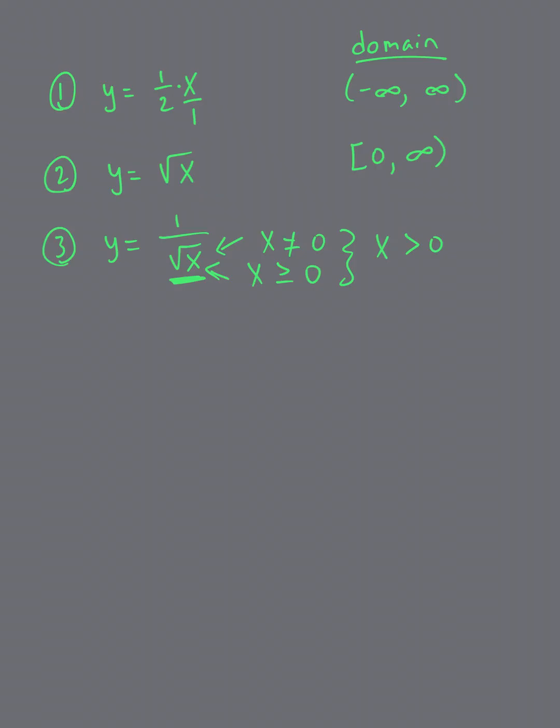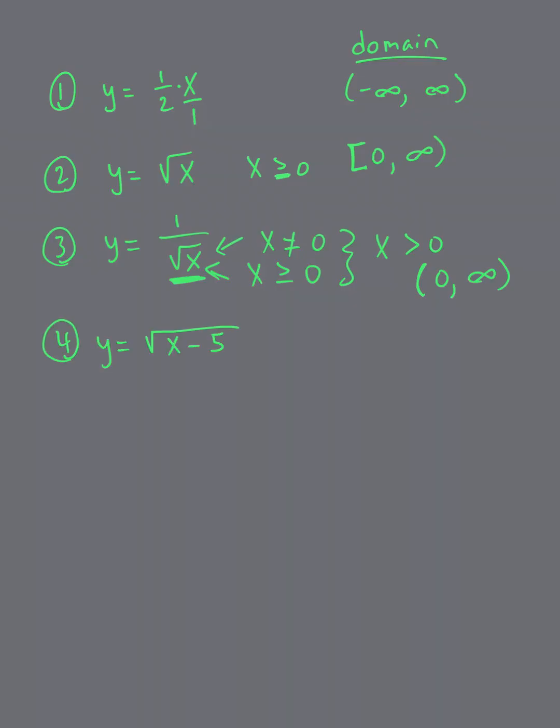The way that we write that in interval notation is parentheses 0 to infinity, and this parentheses shows that 0 is not included, whereas this bracket here shows that 0 is included with this equal sign here.